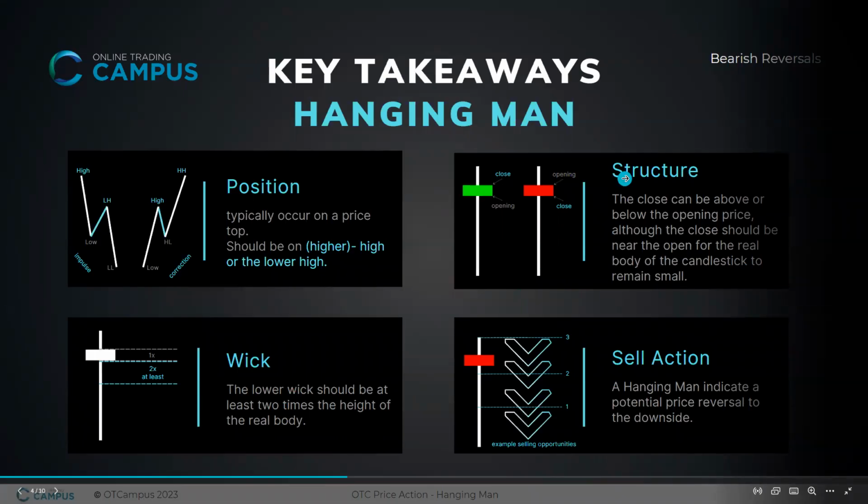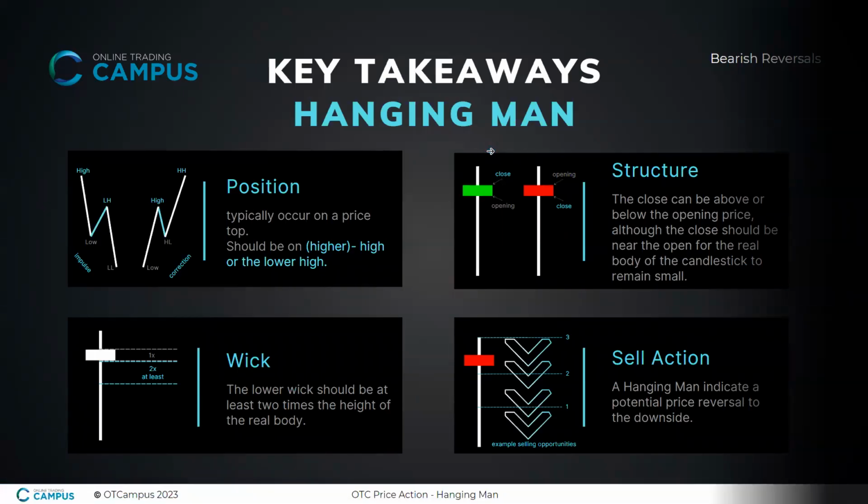Number 3 is structure. The close can be above or below the opening price. Also, the close should be near the open for the real body of the candlestick to remain small. Again, guys, red or green body is fine. Important is that we will close here at the tops. And then, of course, sell action.